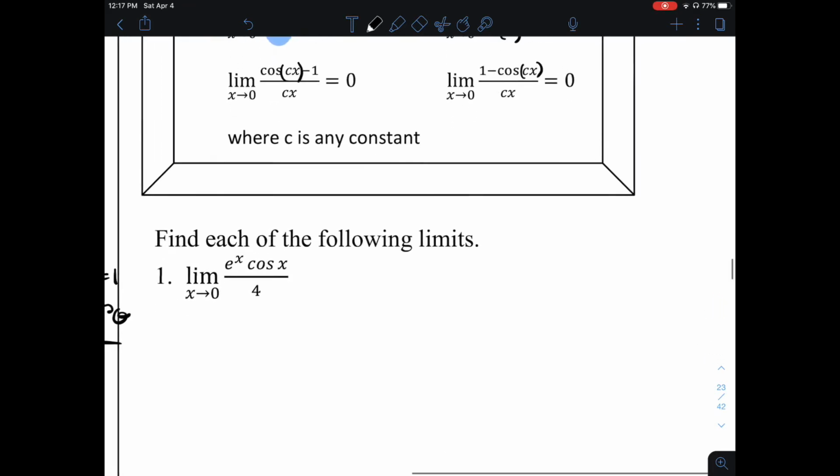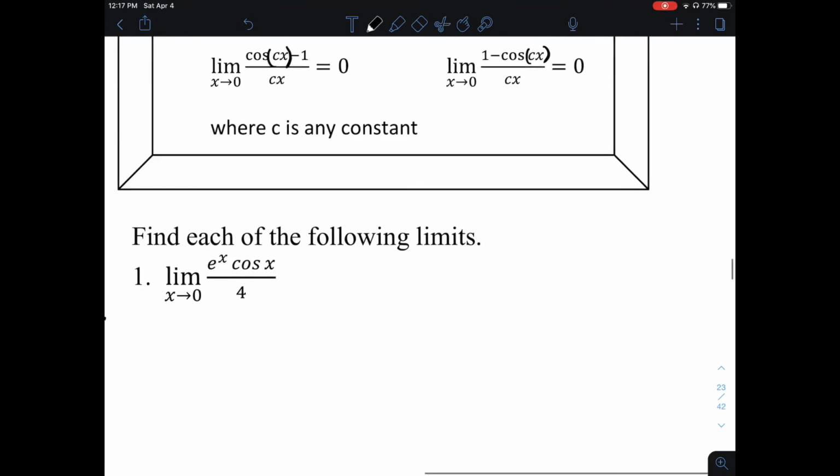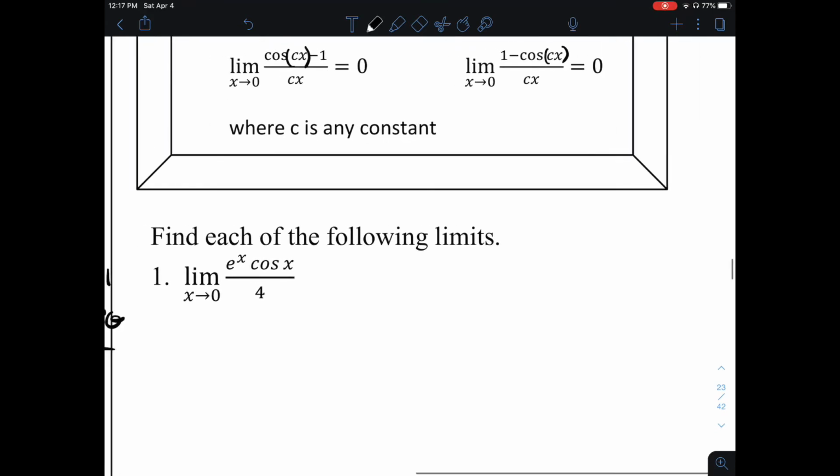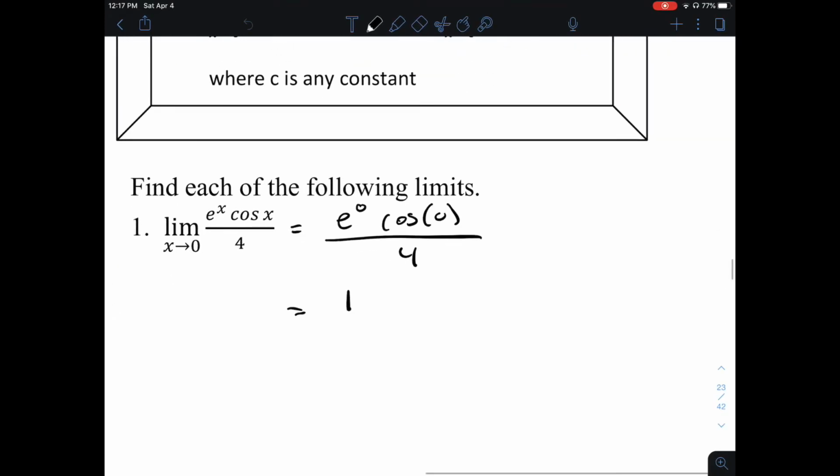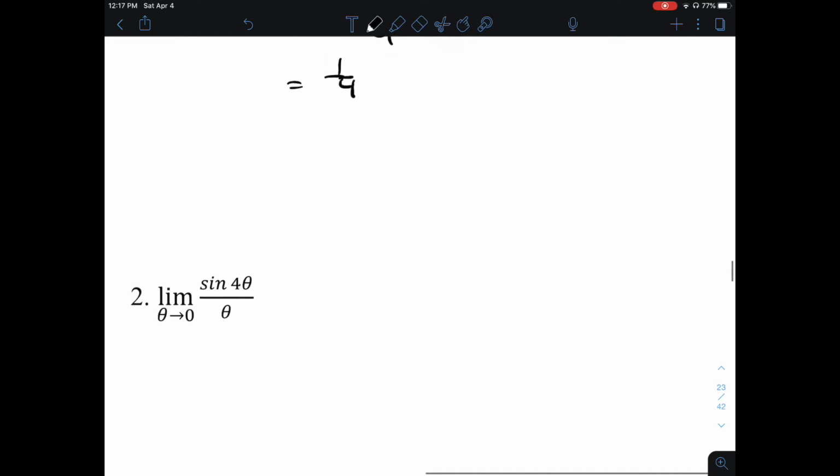So let's see if we can apply this. Find each of the following limits. Well, we can find this by direct substitution. E to the 0 times cosine of 0 over 4. Anything to the 0 power is 1. Cosine of 0, also 1. So this is just 1/4. We didn't have to do anything special with this.